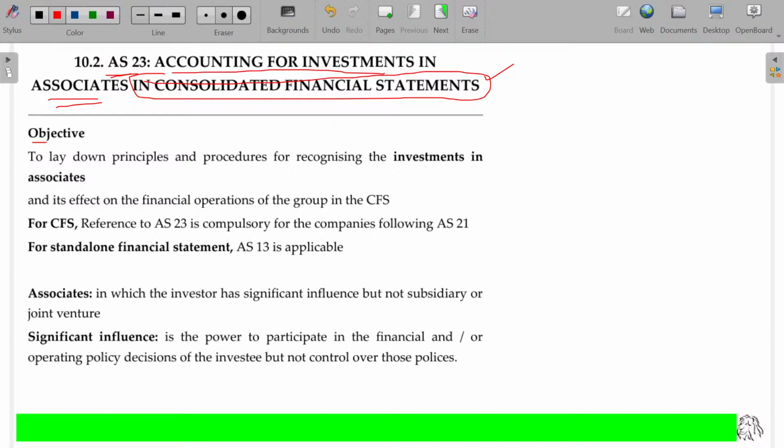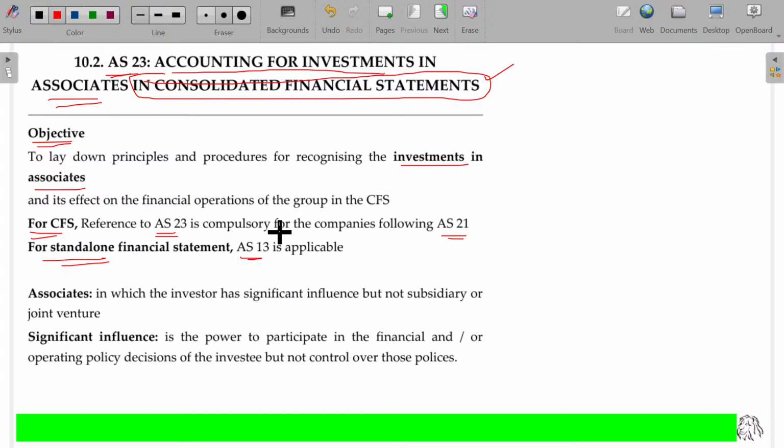So what are the main objectives? Lay down the principles and procedures for recognizing investments in associates. How can we recognize that, and its effect. For CFS, reference to AS number 23 is compulsory. You have to follow AS number 23 for the companies following AS number 21. If the company follows AS number 21, then they have to follow AS number 23. If the company does not require AS 21, then no need to follow AS number 23. They consider that as only investment. Though it is an associate, they will consider this as investment. For standalone financial statements, AS number 13 will be applied.